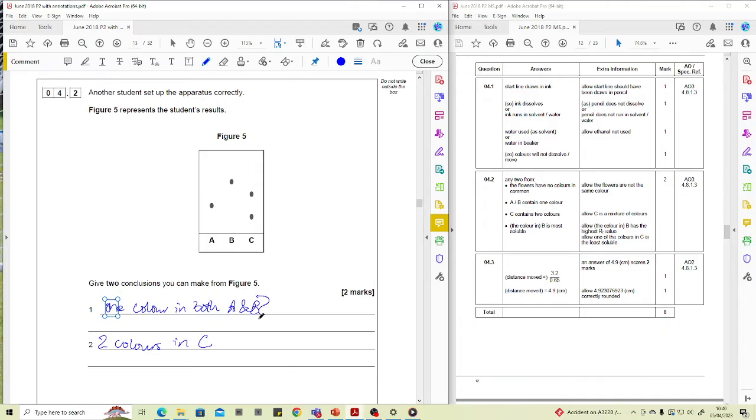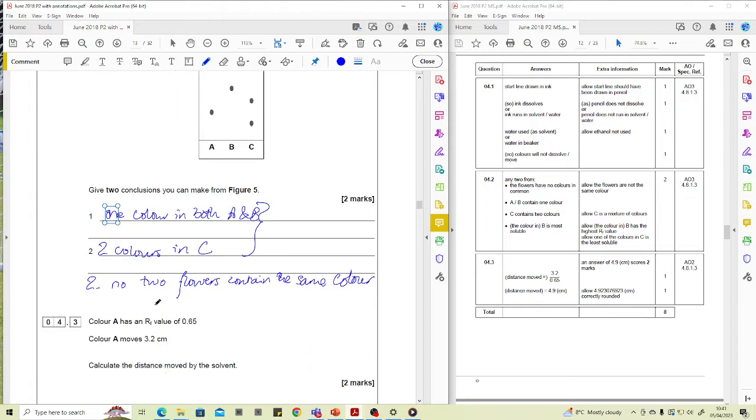Or you could combine those all together to make one point, and you could say that in addition that no two flowers contain the same pigment or colour. And I think it would be reasonable to assume that the examiner wanted all of this for 1 mark. So yeah, go for it. Really do give lots of information.